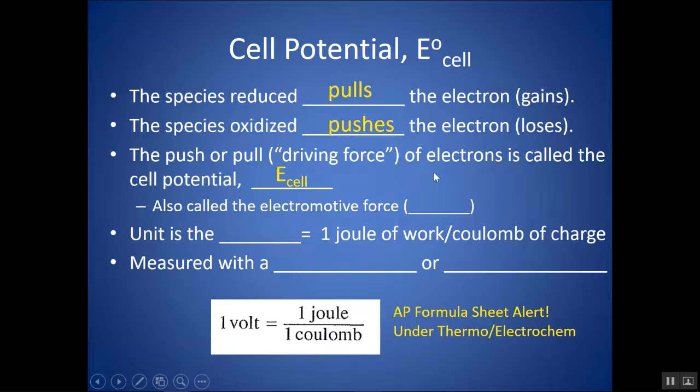This sometimes is also called the electromotive force or EMF. The unit for this is volt, so this is essentially voltage. Each anode and cathode has this potential to push or pull electrons, and we're going to look at the difference between them. The unit is voltage, and this is on your AP Chemistry formula sheet. It is a unit of work, joules, per charge, coulomb. And this is typically measured with a voltmeter or a potentiometer in your cell. If you're actually doing this in the lab, you can use either of these things to measure your voltage as well.